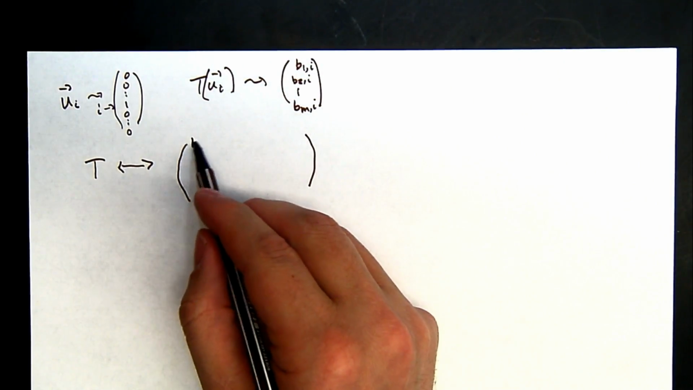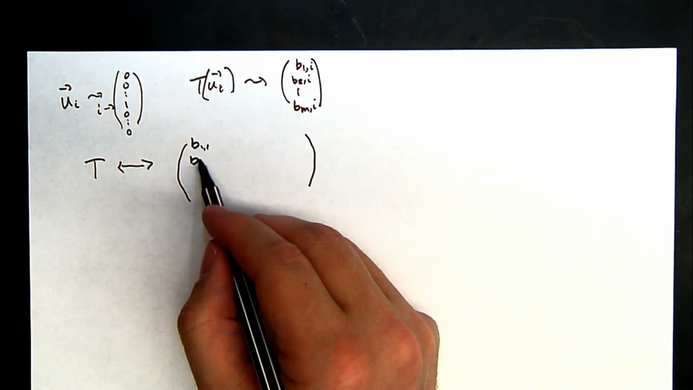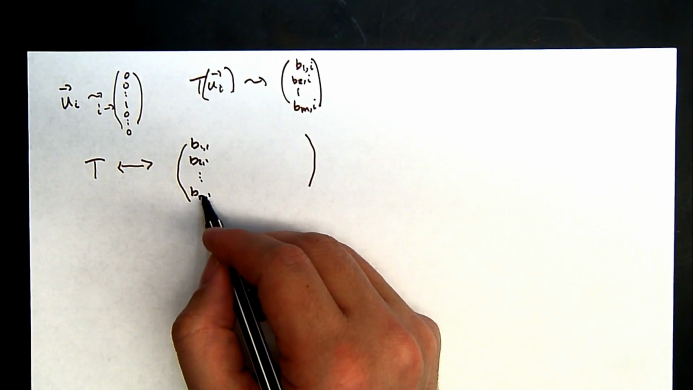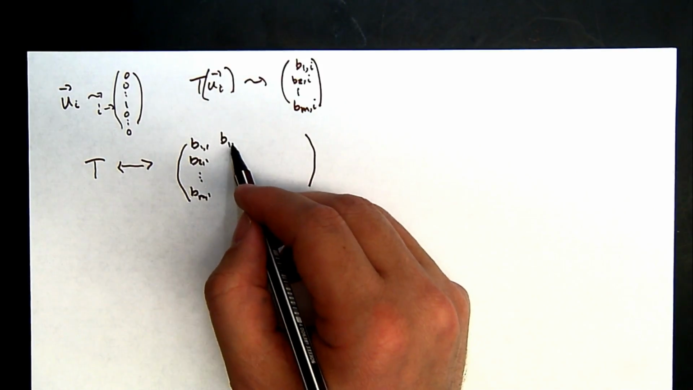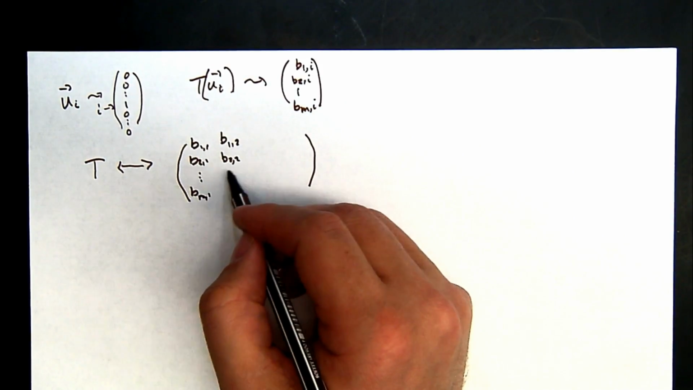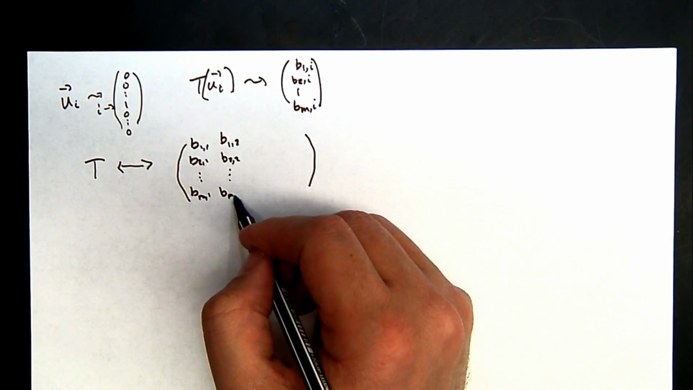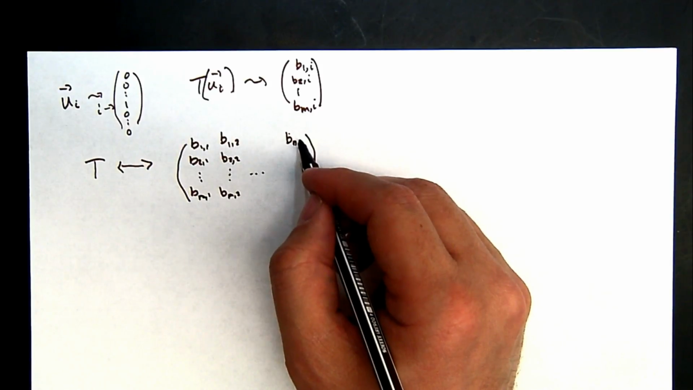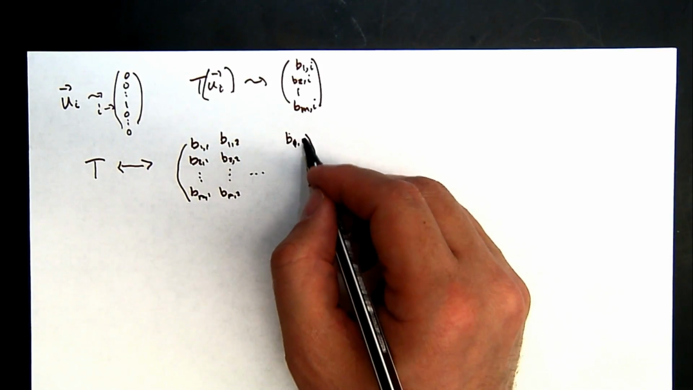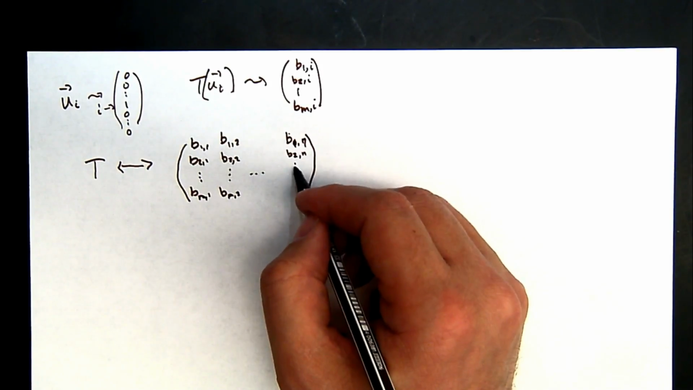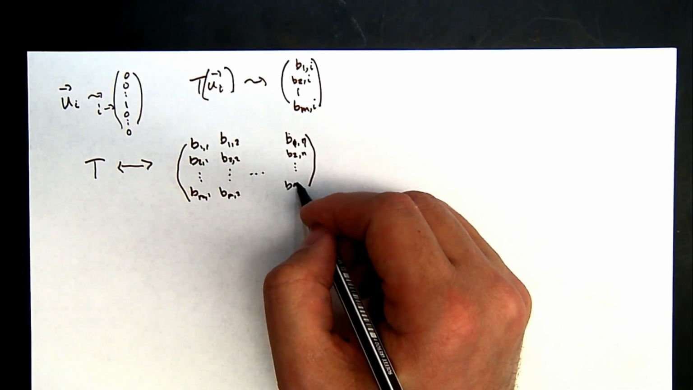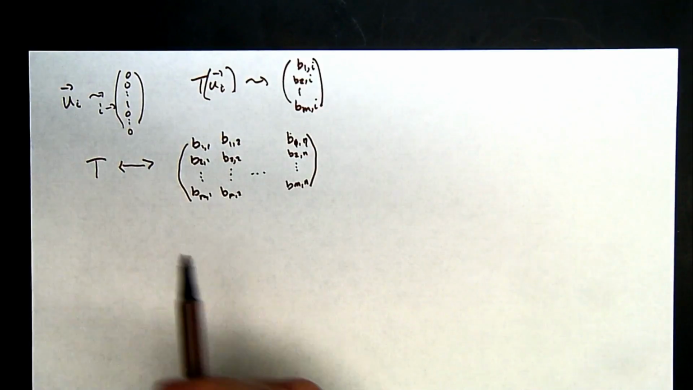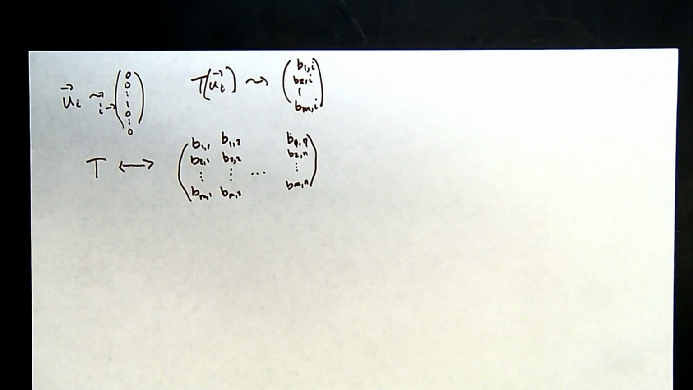What we're going to do is we're just going to collect all of these vectors that we've generated. So in the first column, we're going to have b_1,1, b_2,1, down to b_m,1. The second column, similarly, except now it's b_1,2, b_2,2, all the way down to b_m,2. And we keep going until the last column, b_1,n, b_2,n, down to b_m,n.